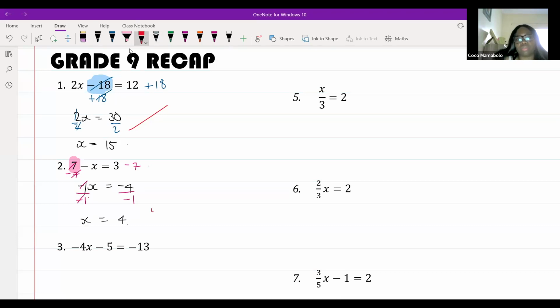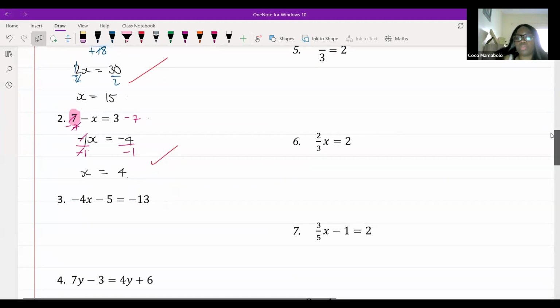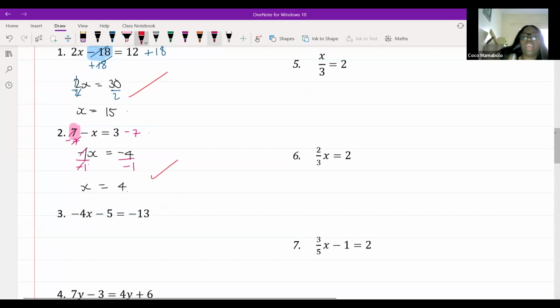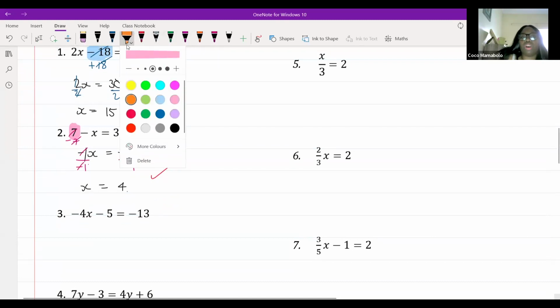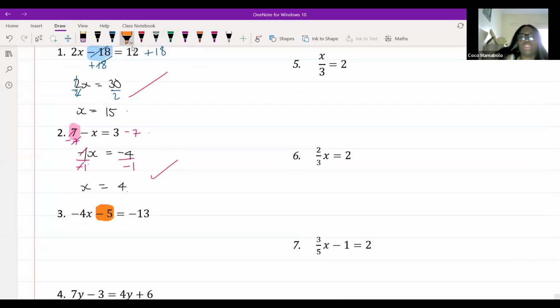1 mark for that. All right, let's go to question 3. Okay, again, I know that I want to get rid of this -5. So I'm going to add 5 on both sides, +5, +5. 5 minus 5 will give us 0. So I will have negative 4x, hi Lerato, is equal to negative 13 plus 5 is negative 8.